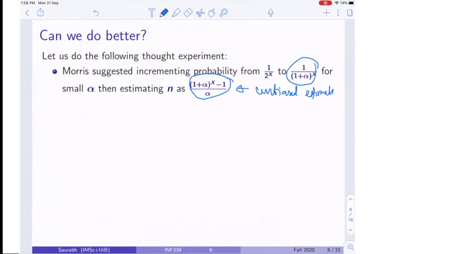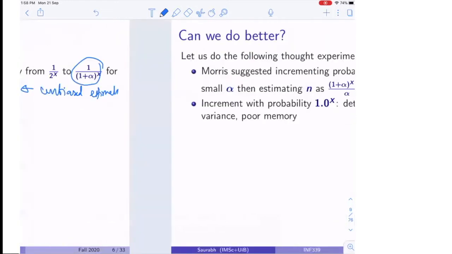So there's nothing magical about 2. You could have chosen anything like 1 plus alpha, and you could have used your estimation as this, and you can do the same proof using induction as we did, and you can show that this is an unbiased estimator. But what is happening?